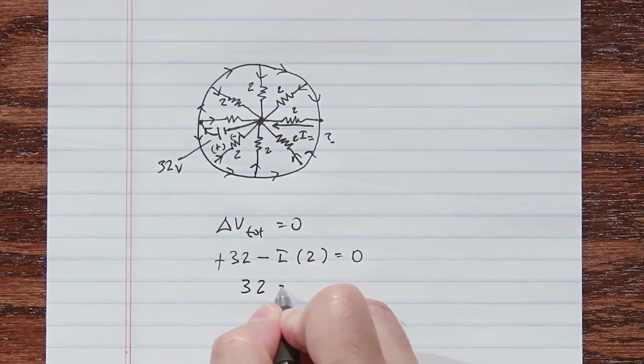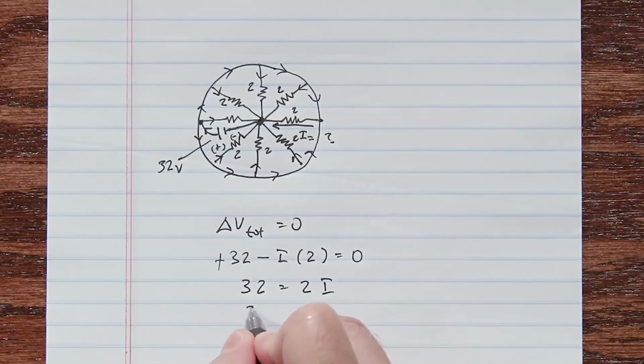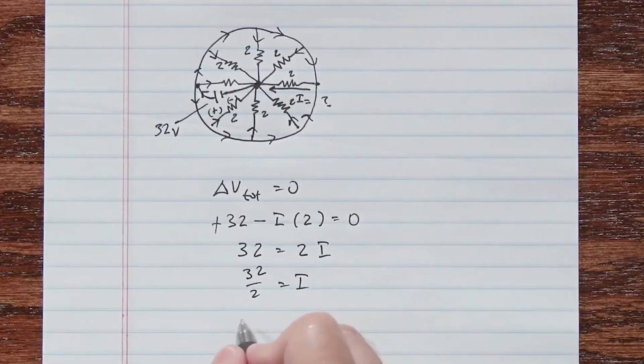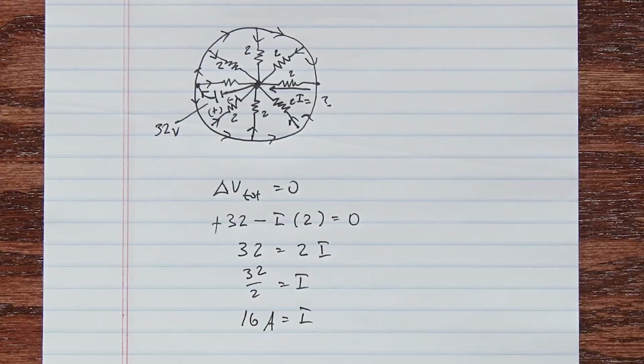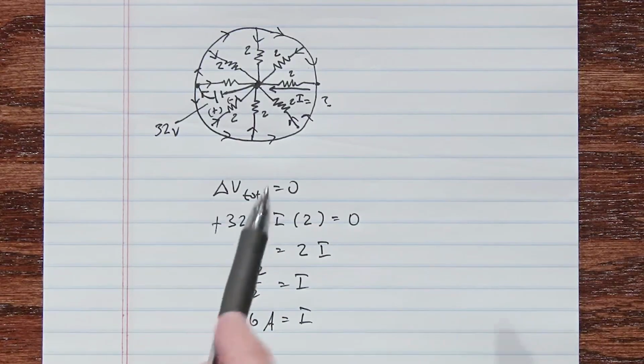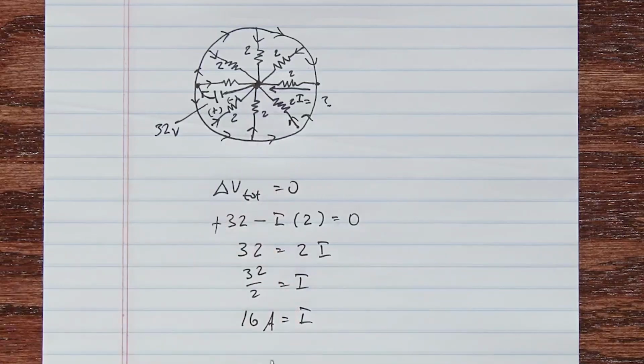And that would be 32 is equal to 2 times I, or 32 divided by 2 is equal to I, or 16 is equal to I. It's 16 amperes, the basic metric unit of current. So that is the question that we were asked: what is the current through this resistor? And that's the answer.